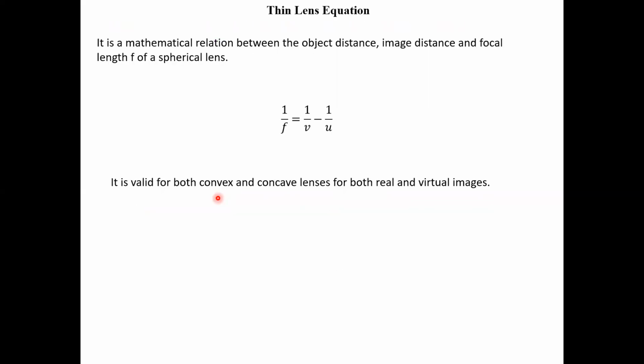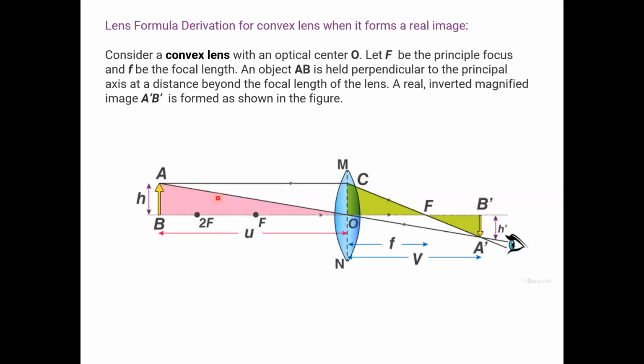Okay. Now, lens formula, we'll derive the lens formula for convex lens. So, there are two cases. First case is when a convex lens forms a real image. We know that with a convex lens, we can get both real and virtual images. Okay. The first case is when the convex lens forms a real image.